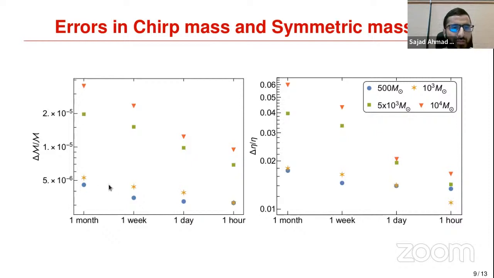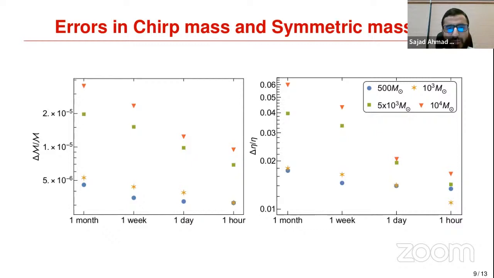as I said earlier, low mass systems spend many cycles in the LISA band, and LISA's orbital motion will reduce the degeneracy and improve the accuracy in the measurement of chirp mass. And the same thing happens in case of the symmetric mass ratio. And we can see that at 1 hour before the merger, for 1,000 solar mass, we will have around 1% accuracy.